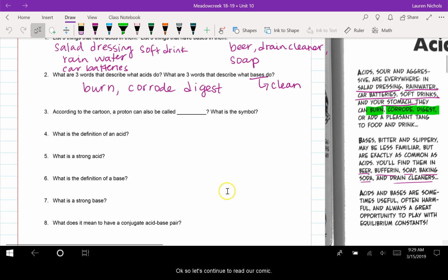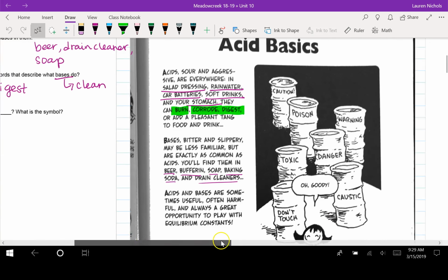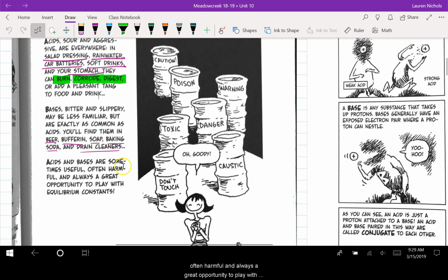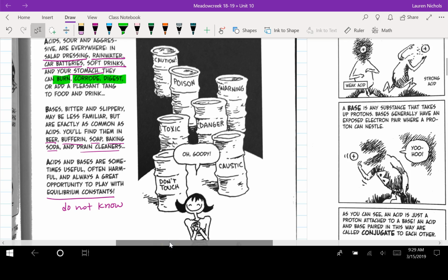Okay, so let's continue to read our comic. Okay, it says acids and bases are sometimes useful, often harmful, and always a great opportunity to play with equilibrium constants. Now, this you do not know yet. You don't know what equilibrium constants are. And in fact, we're not really going to talk about them much in a general chemistry class, at least in this county. And so we can see that this girl is like, oh, goody, yay, we're learning about acids and bases.